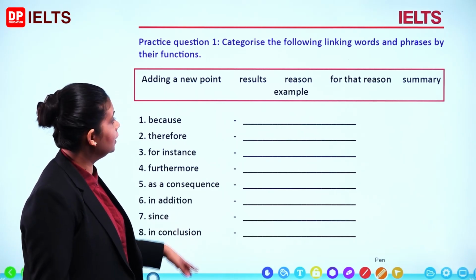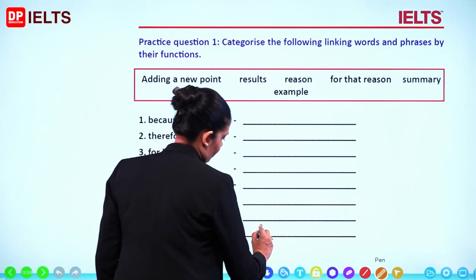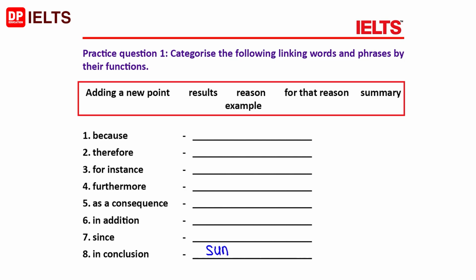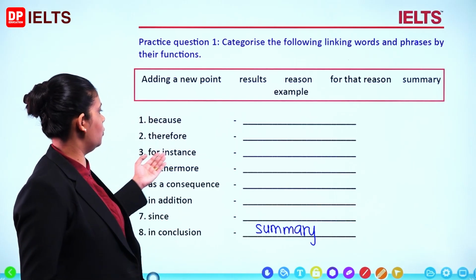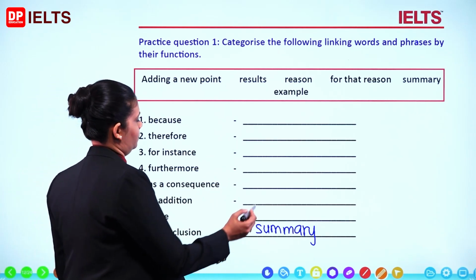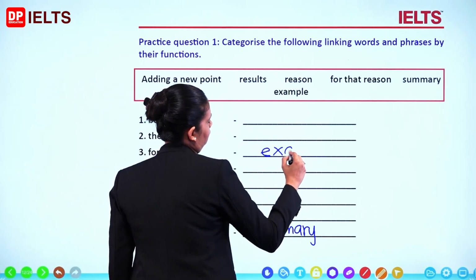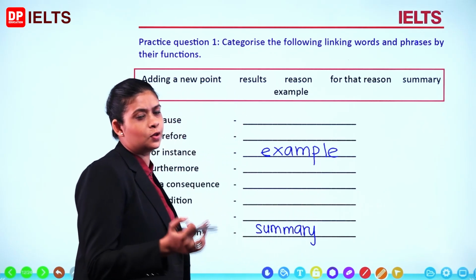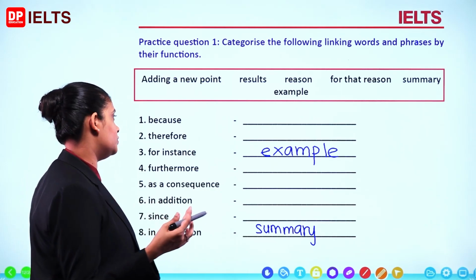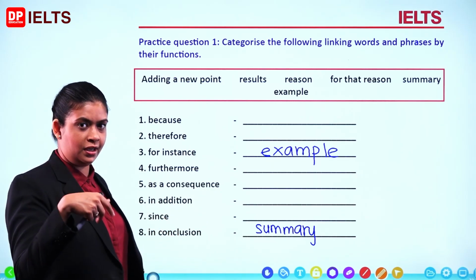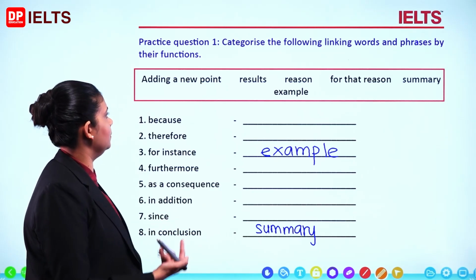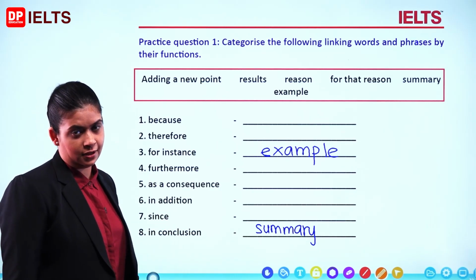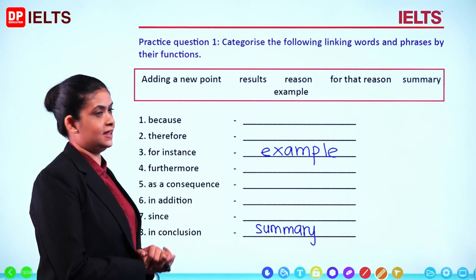Now example, in conclusion would be summary, okay? So, can you write down the others? For instance, would be example. I'm just doing a few for you. What you have to do is go back. If you can't remember, pause the video from here and then go back, right? And see these words and put them into the relevant category. Okay, so I'll give you a few minutes and then we'll discuss the answers.